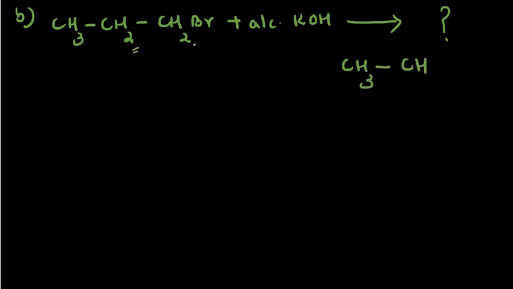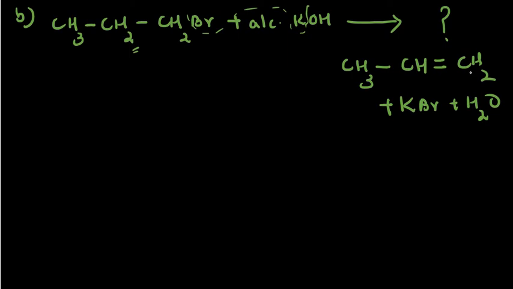CH3CH. From this one hydrogen will be removed. Double bond from this, Br will be removed. So we will be getting CH2 plus KBr plus H2. So we will be getting our product as what? From propene.